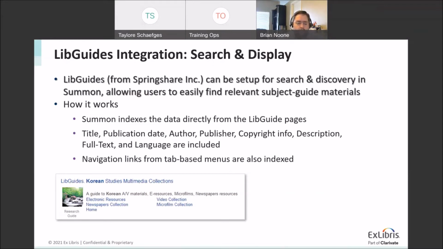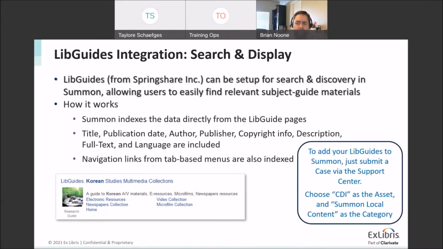If you have LibGuides on another platform, you can request similar functionality in terms of adding LibGuides to your search and display. If you want to do this for SpringShare, all you have to do is submit a case to our support center and choose CDI as the asset and Summon local content as the category. This is the process to have SpringShare LibGuides indexed so that they can be searched through Summon.